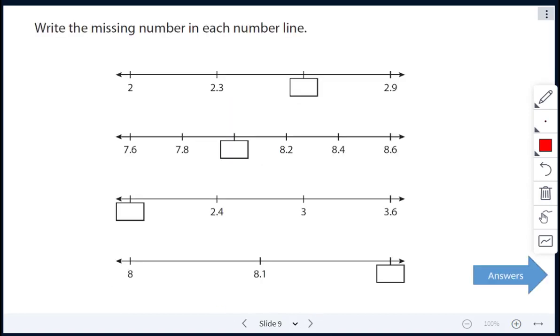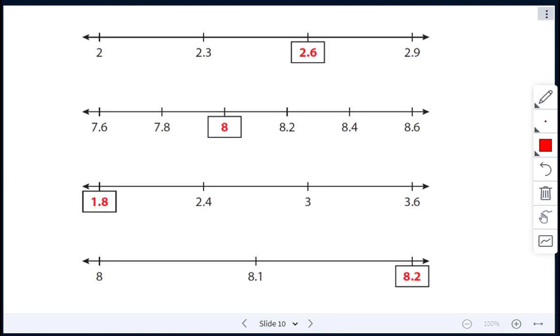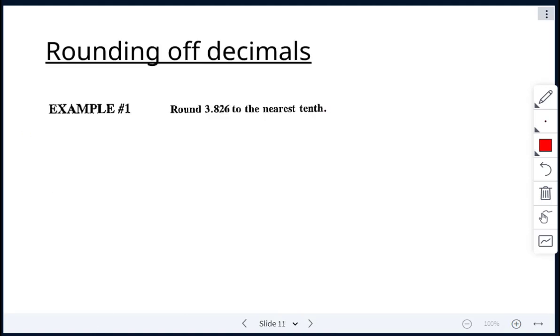All right, try to figure out what the missing numbers would be in each of these number lines. I'll pause here. All right, so the answers are here on the next screen, so you guys can go ahead and check your answers.